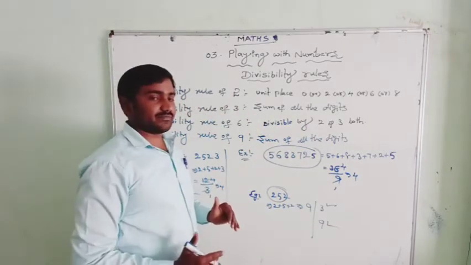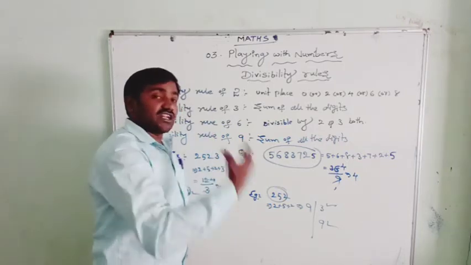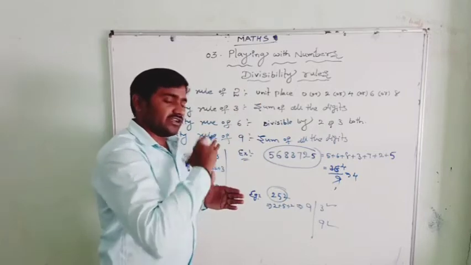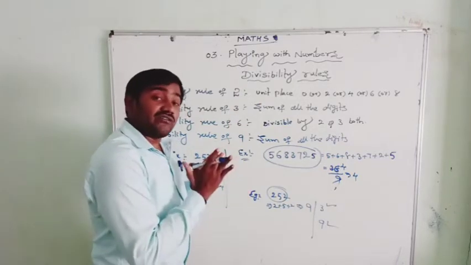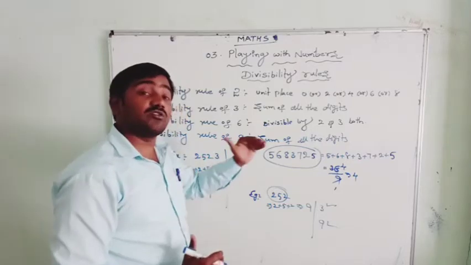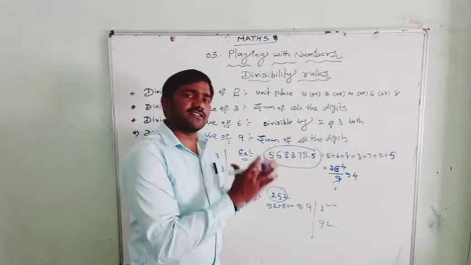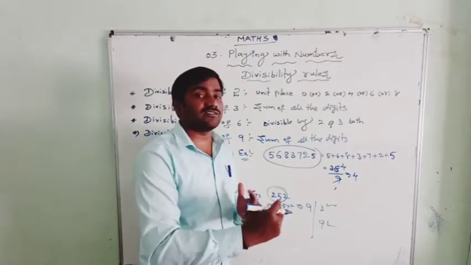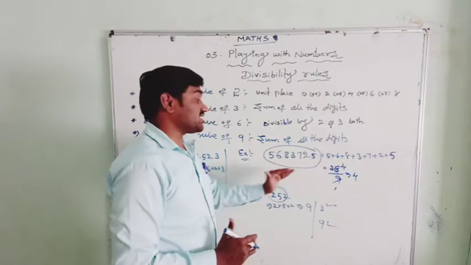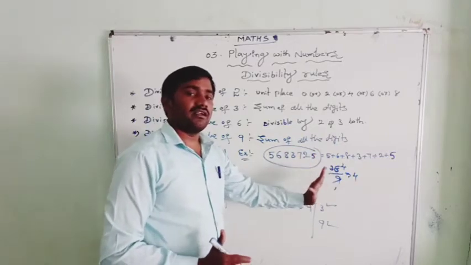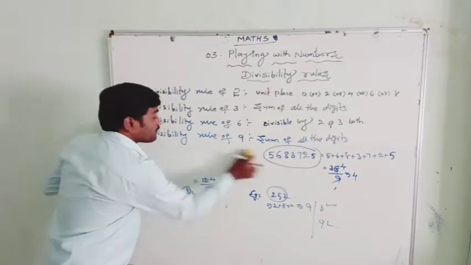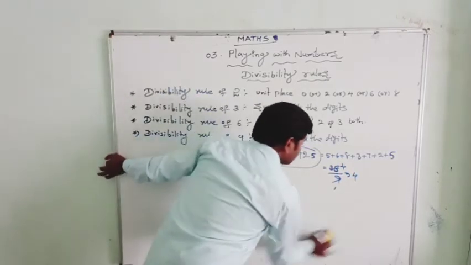So in this case, if the sum of all the digits is divisible by 9, then it is divisible by 3 definitely. But if the sum of all the digits is divisible by 3, we need to check whether it is divisible by 9 or not. Sometimes it is divisible and sometimes it is not divisible. There we need to check. But we need not check that in the case of it being divisible by 9. It's definitely divisible by 3. This is the thing you need to remember. Now, next.